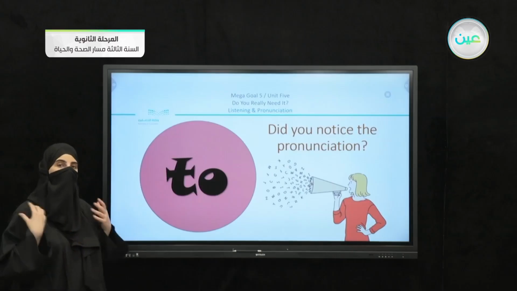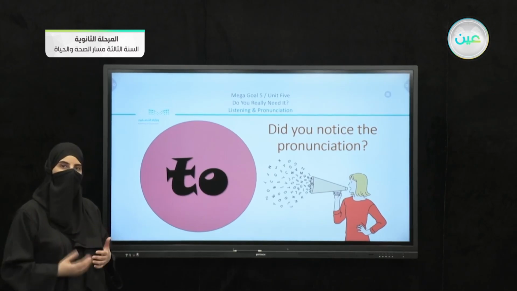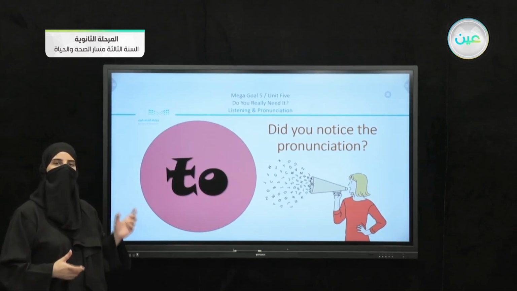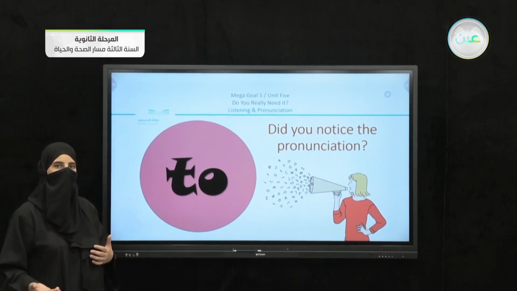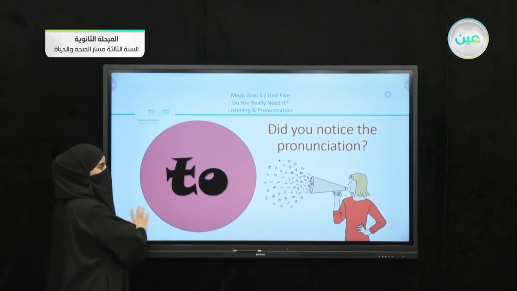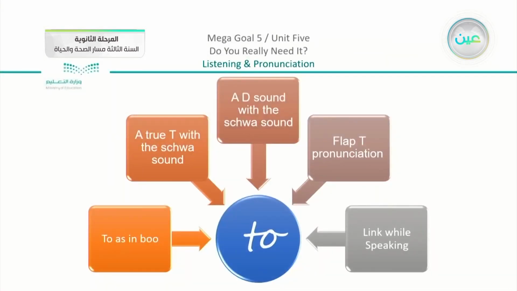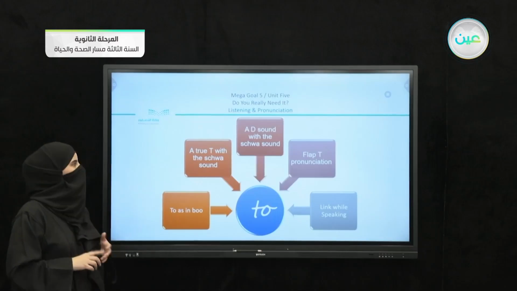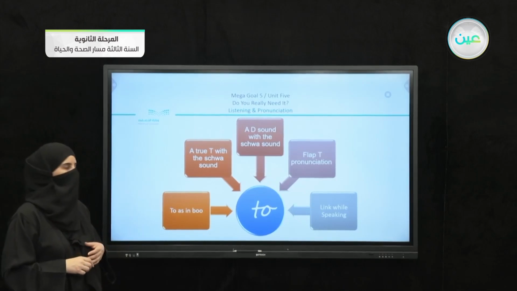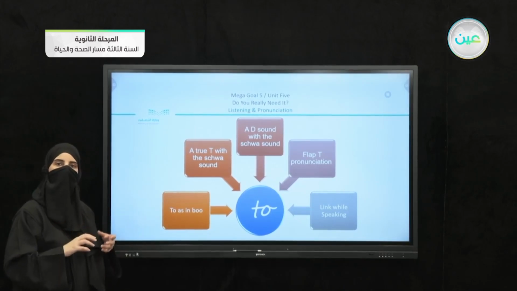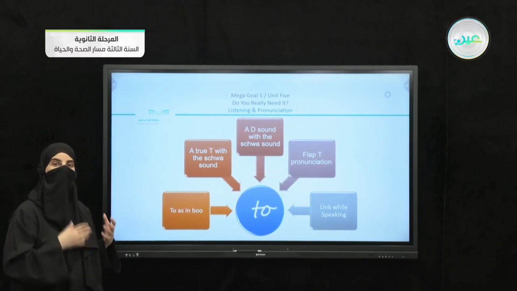So as usual, we notice how native speakers speak English and how they link their words together and how their sentences flow. So we concentrated on "to". We said that there are different ways to pronounce "to". Now you can see here from the graph that we studied yesterday that we can pronounce it as in "too", which is the original pronunciation. So we have a true T with the schwa sound. We have also, it comes out like a D sound, also with a schwa sound, and we have here the flap T pronunciation.